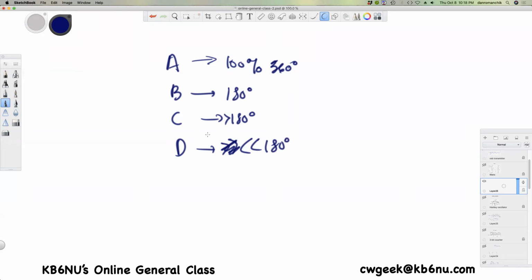Oh no, I take that back. This D is less than 180 degrees. Class D now is sort of like the switching power supplies. It uses switching techniques, and it's sort of not in the same ball game as this.